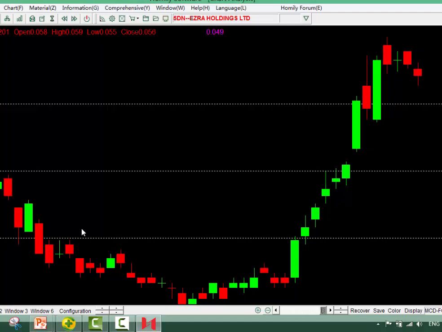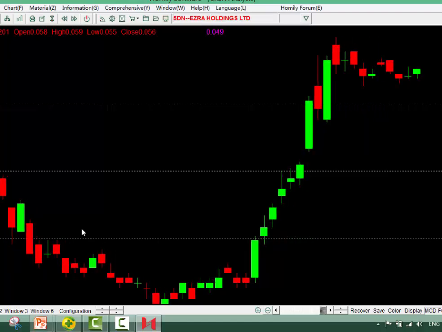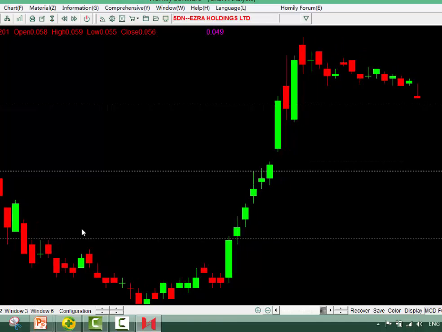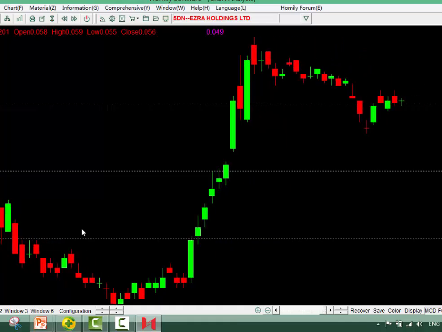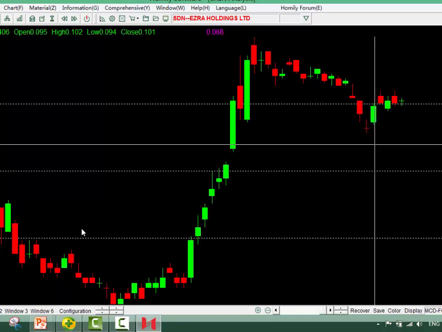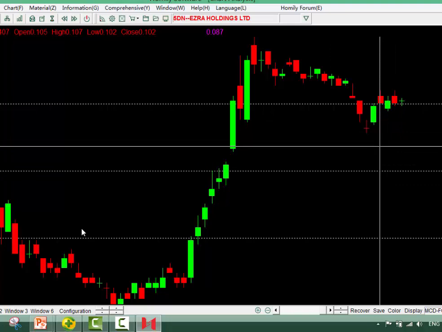So let's count the number of candlesticks. Three bullish candlesticks and three bearish candlesticks. So the trend is downtrend. Okay, so we can continue. Then we can see here, one bullish candlestick, one bullish candlestick, one bearish candlestick, the downtrend, because the number of bullish candlesticks is less than the bearish candlesticks.